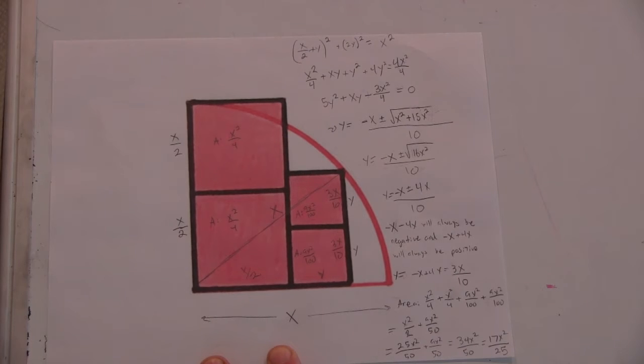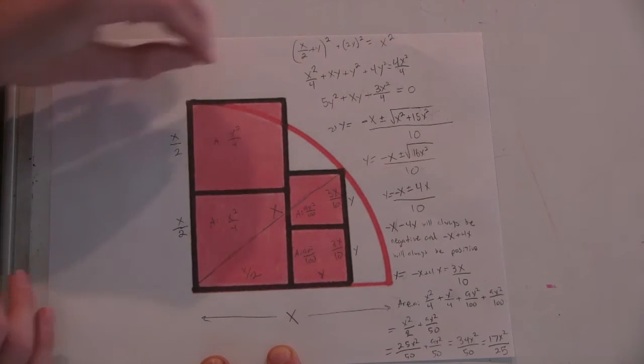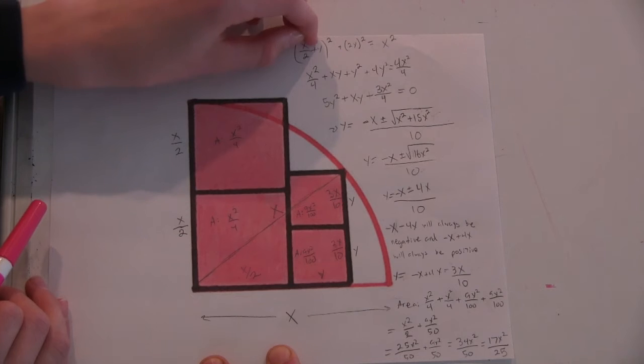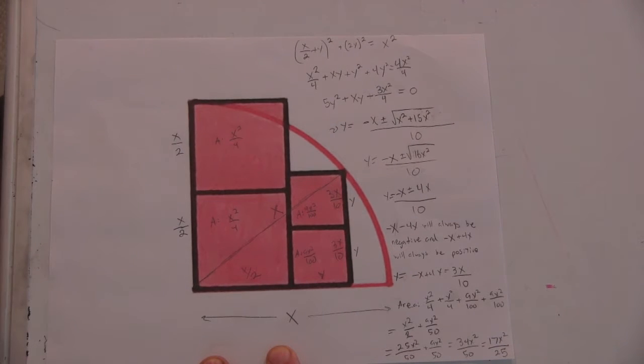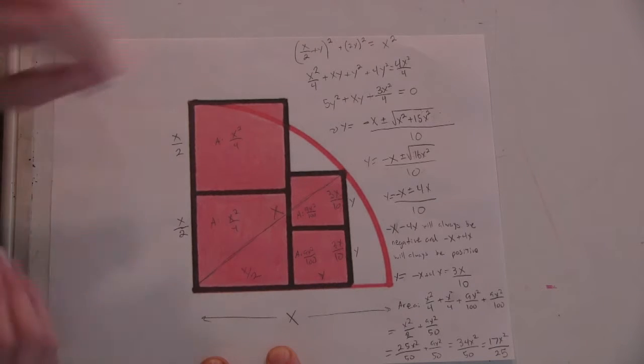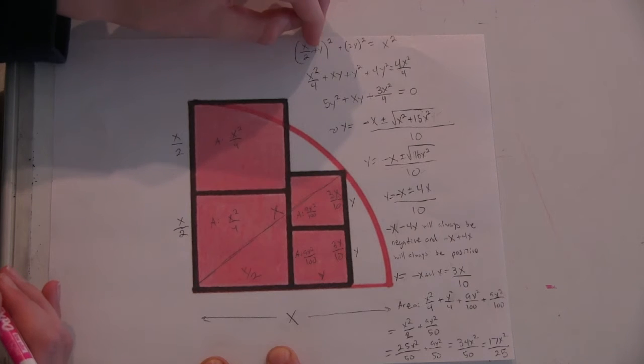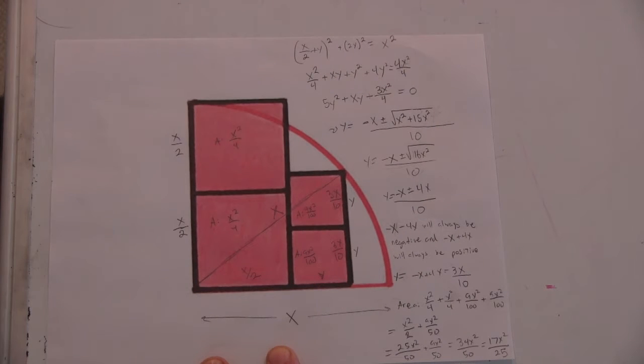So we can use the Pythagorean theorem again. We get x over 2 plus y, quantity squared, plus 2y, quantity squared, equals x squared. Simplifying that, we get x squared over 4 plus xy, so x over 2 times y times 2, plus y squared, and then plus 4y squared.